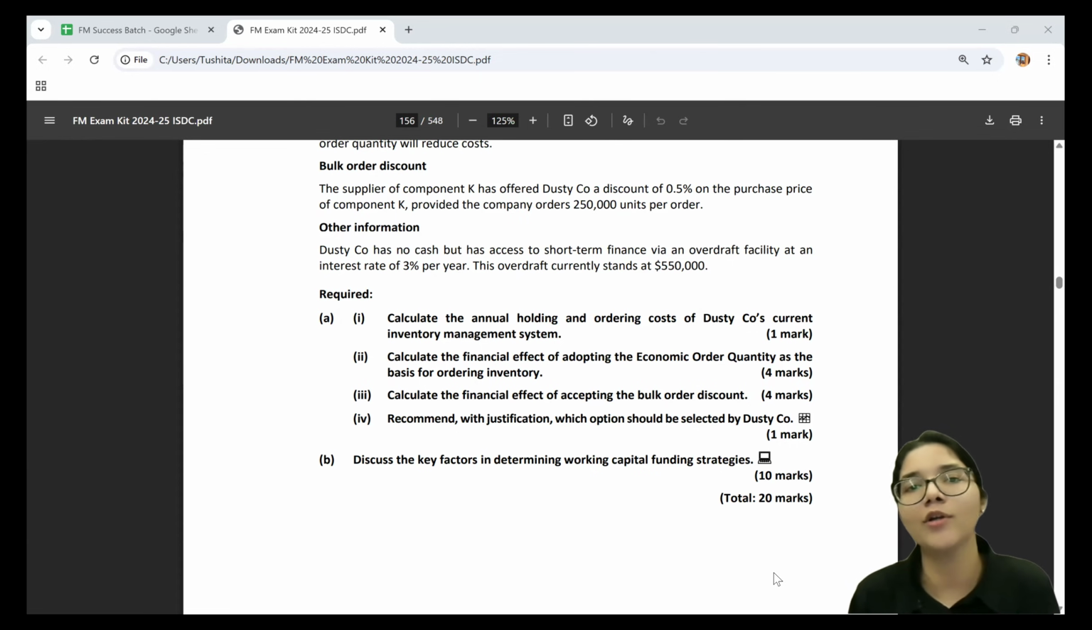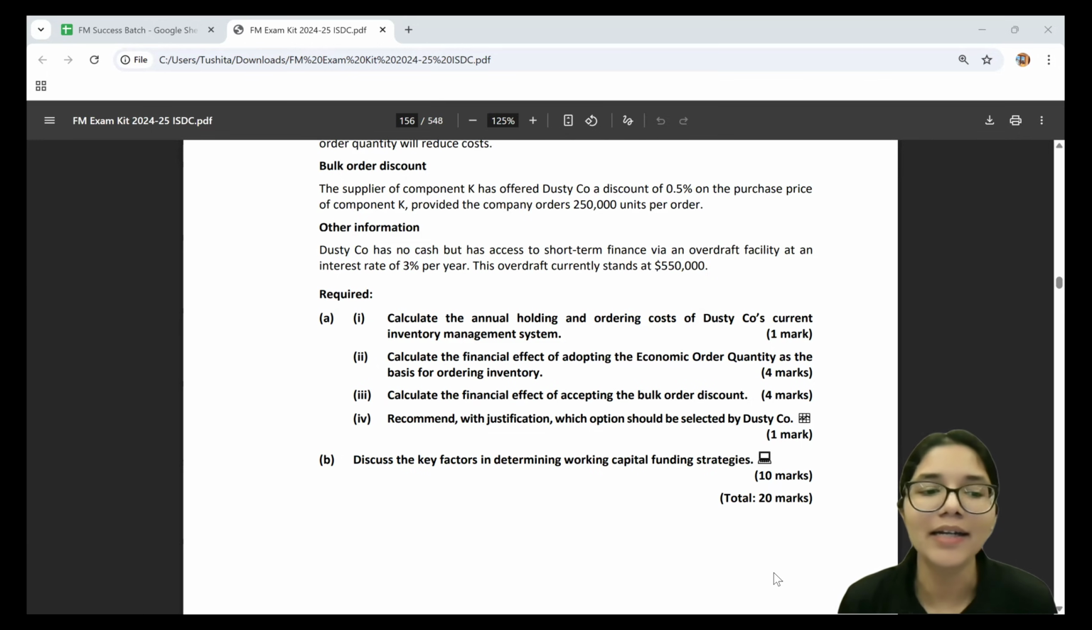Don't just tell them do it or don't do it. Tell them why you should do it. Tell them why you should not do it. So this is what you people should be remembering when you write your recommendations.